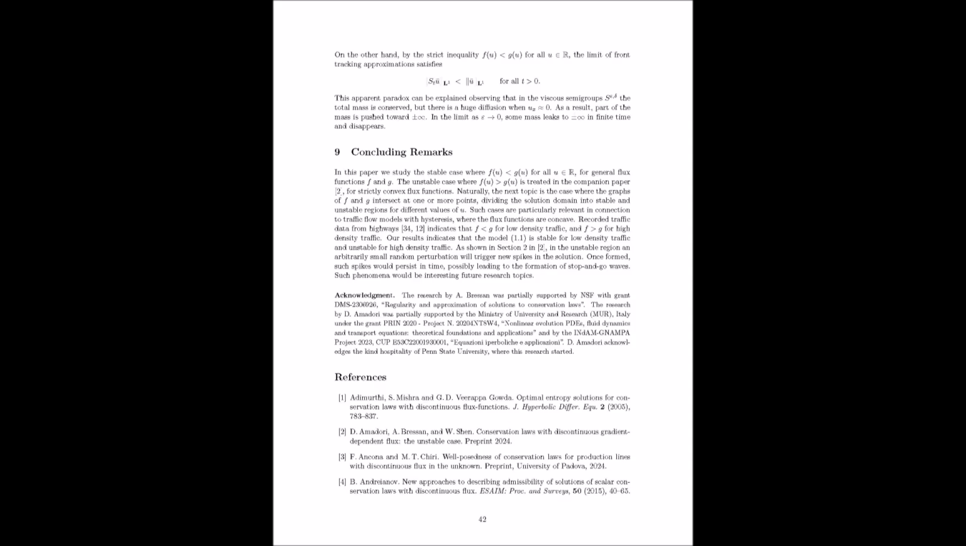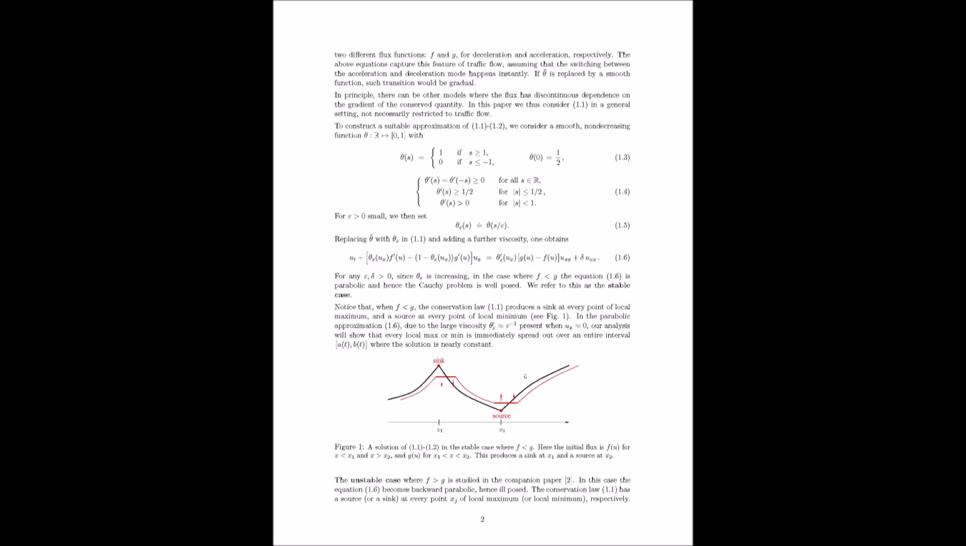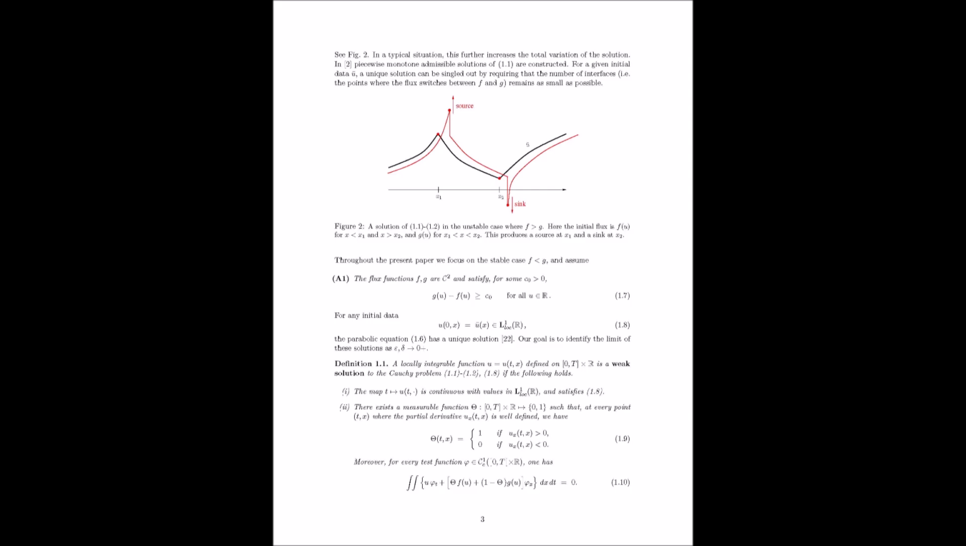The introduction also mentions a stable case where f is always less than g. Why is that distinction so important? The stable case leads to some unique mathematical properties that make the analysis both challenging and fascinating. For instance, it introduces these sinks and sources in the solution, which behave like points where the traffic density either disappears or spontaneously appears. The authors hint that this stability condition is key to proving the convergence of their approximation methods to a unique solution, which is their ultimate goal.